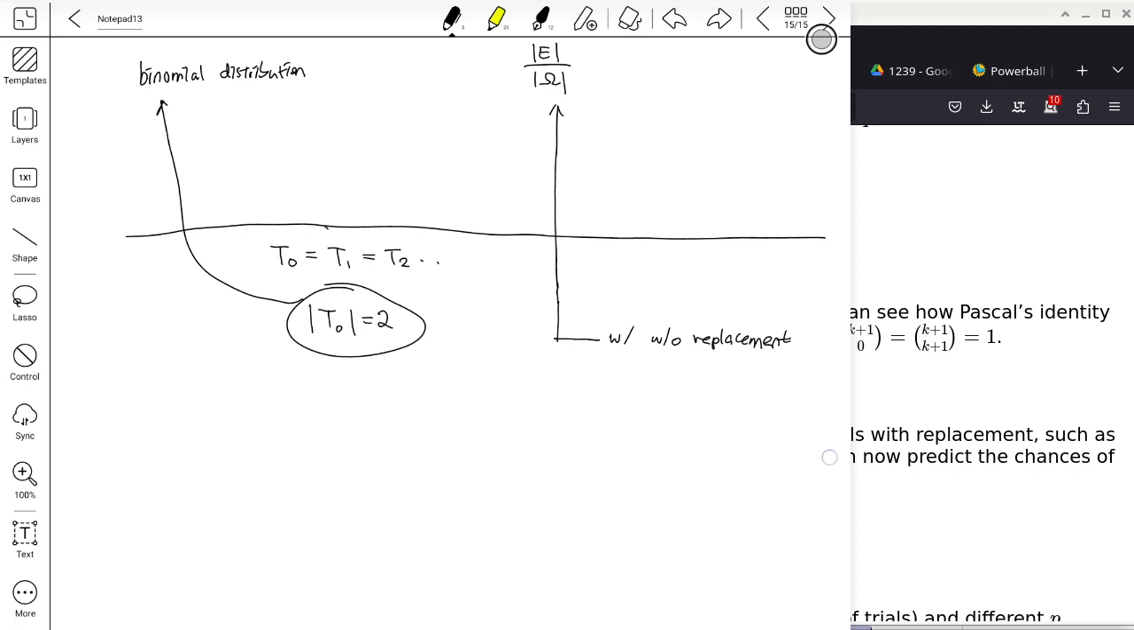If the answer is without replacement, then you have to ask, is ordering important? Because if ordering is important, then you're looking at permutations. If not, you're looking at combinations. On the other hand, if it is with replacement, then you're looking at the cardinality of a trial, because they're all the same, raised to the power of the number of trials. That becomes the total number of outcomes.